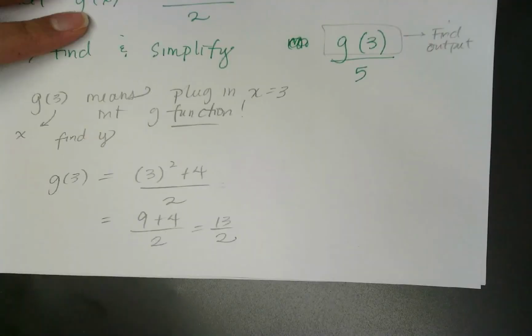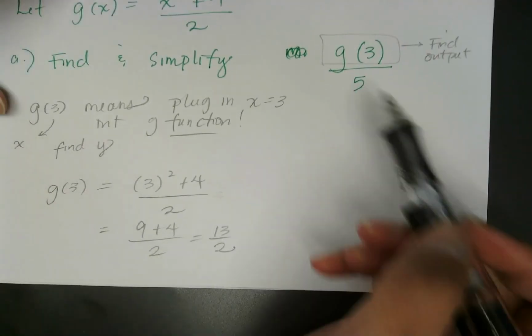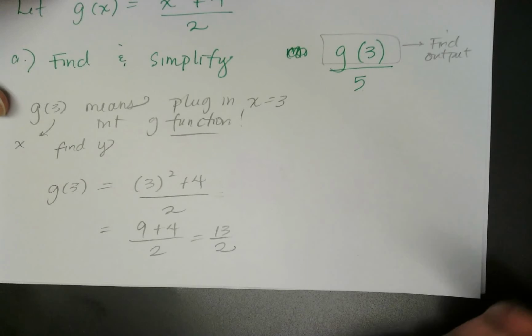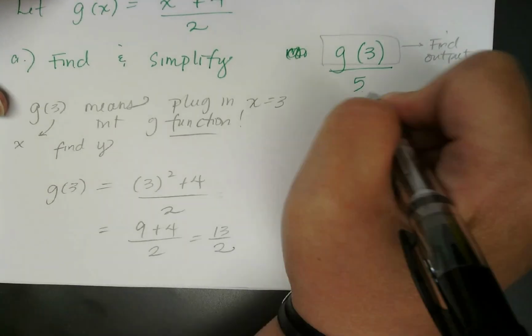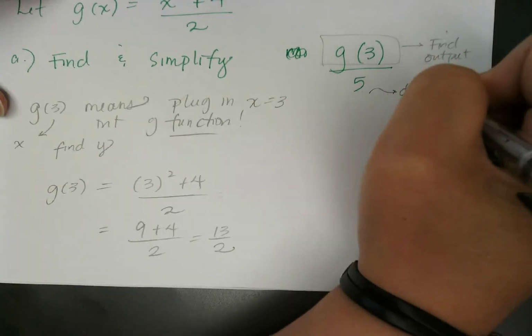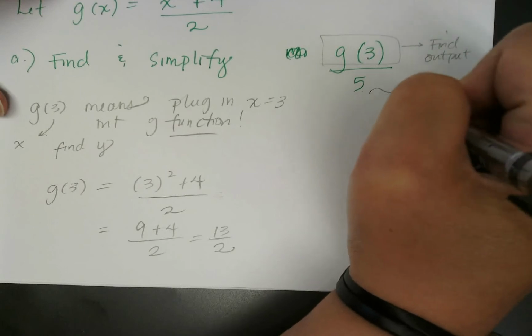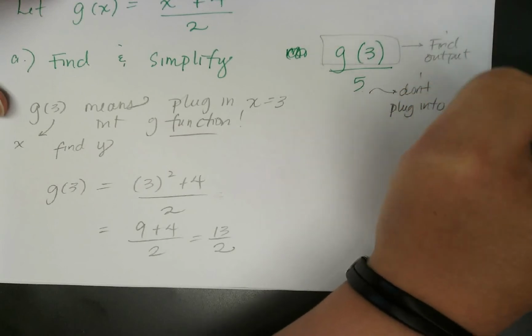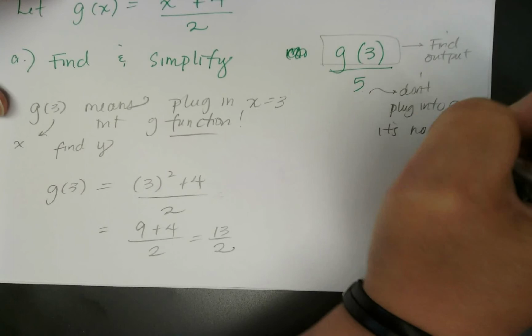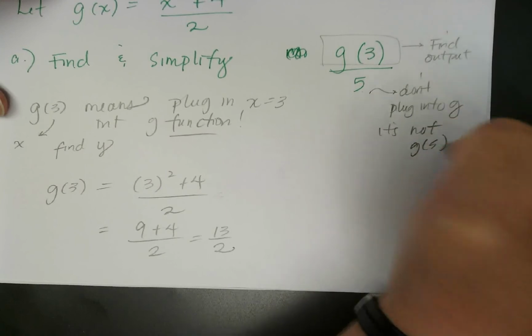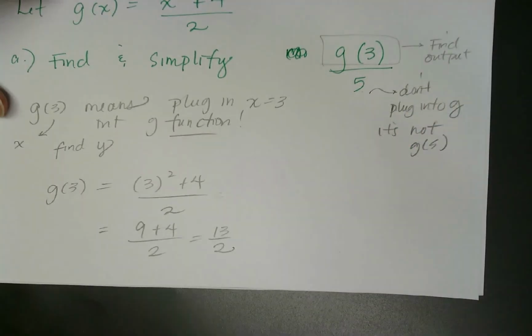And then the problem says find G of 3 over 5. Do I plug in 5 into the G function? No, you divide everything by 5 that you got, the answer. Yep. Don't plug into G. It's not G of 5. Okay, so you got to understand the difference in notation.